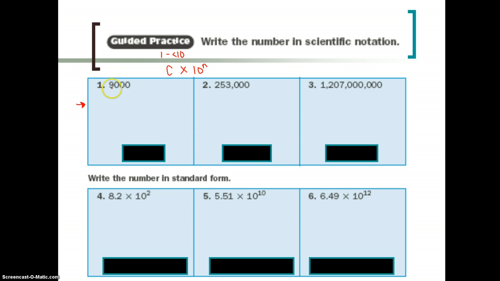Number 1, you can see there's the 9, so to the right of the 9, I put the decimal point, which then you actually don't need, but you can put it if you want, times 10. And then how many spaces did you move to get from the end to the right of the 9? 1, 2, 3 spaces.